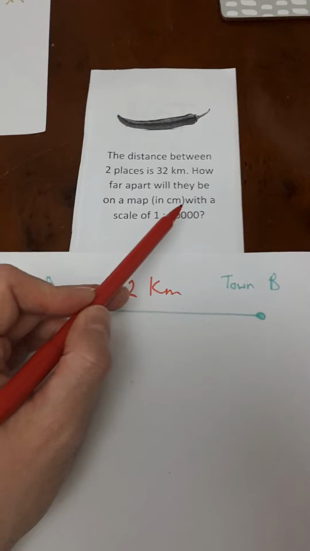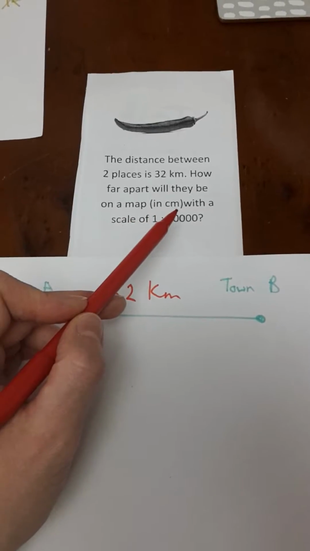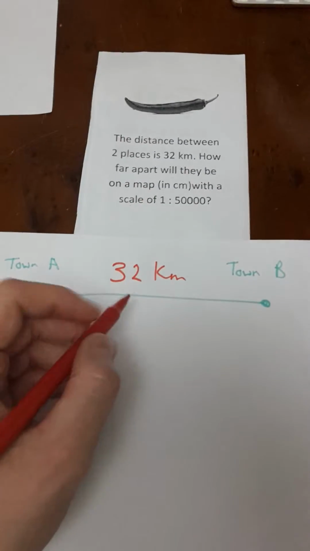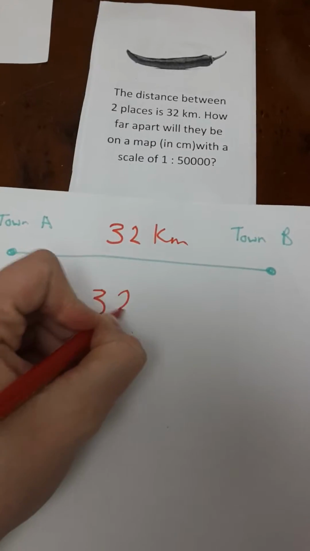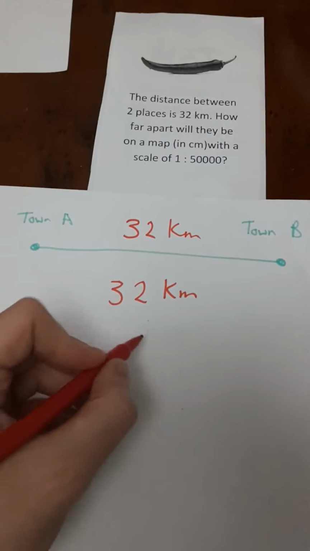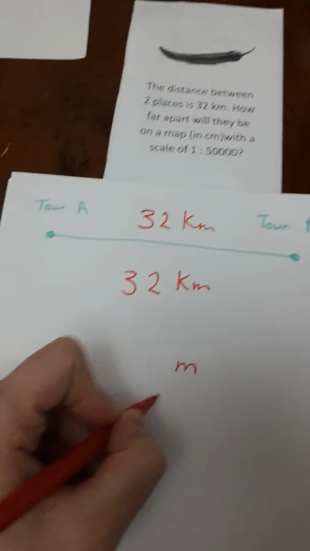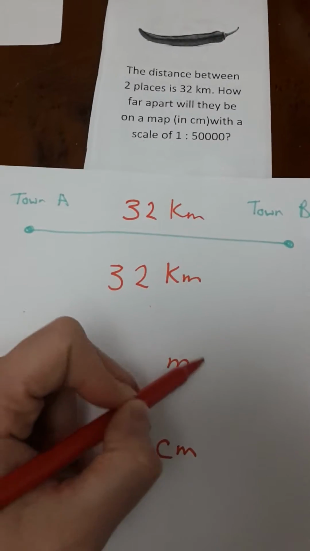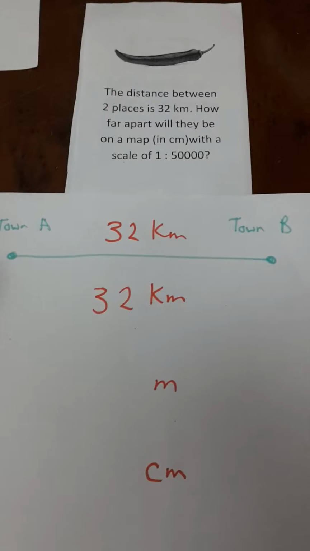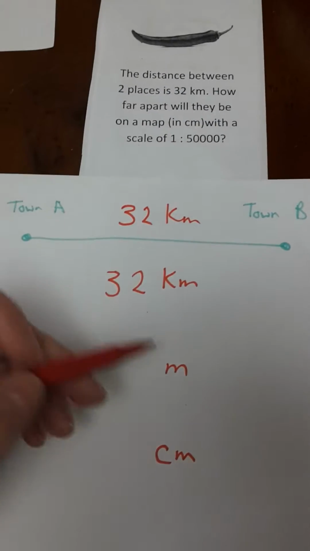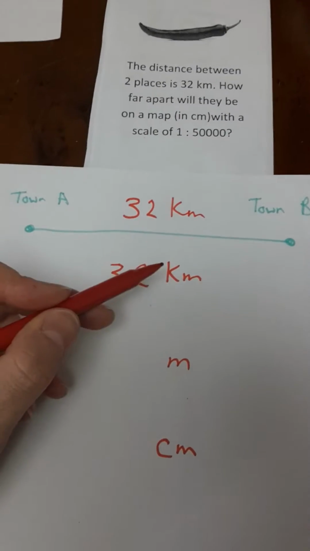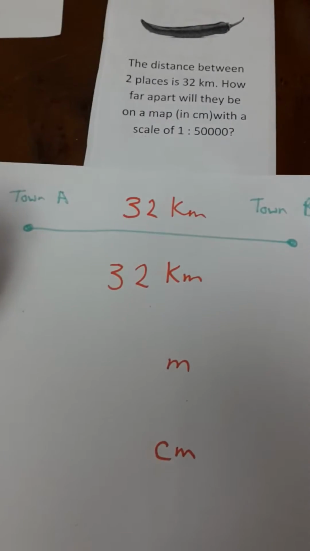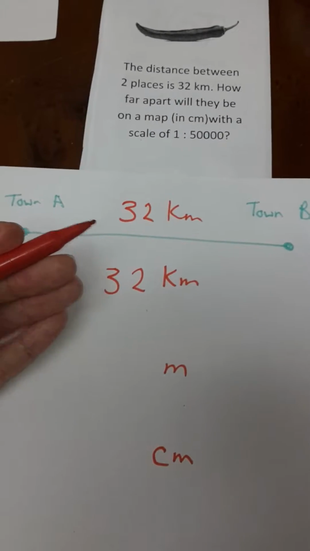Now it says that on our map the scale is going to be in centimetres, so it would make sense to convert this to centimetres straight away. So I'm going to go from kilometres to metres and then to centimetres. I always change into my standard unit first, which is metres or grams or litres, and then I'm going to change into my parts or my multiple of it, which is always designated with a prefix like kilo or deci or centi or milli.